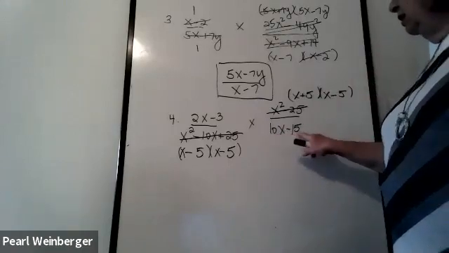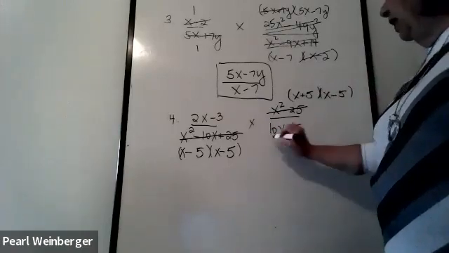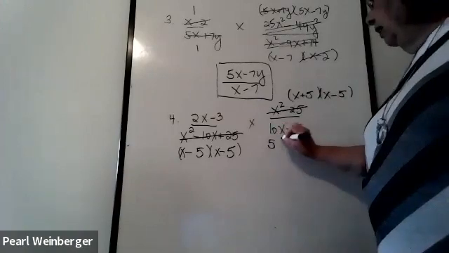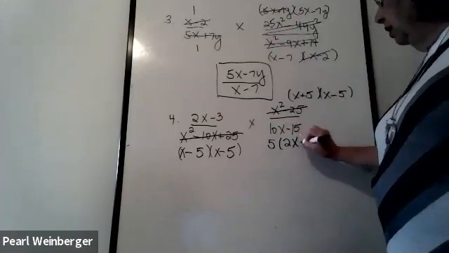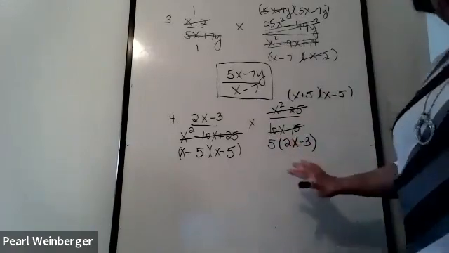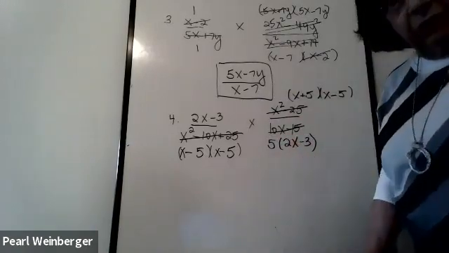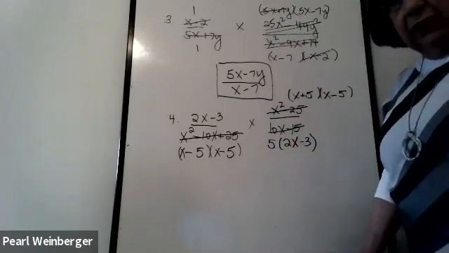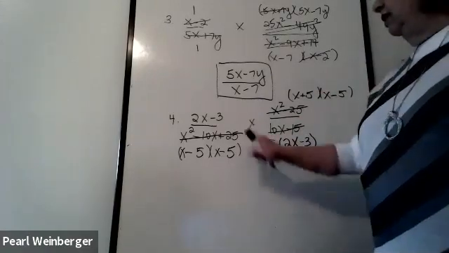And finally, 10x minus 15, there's a common factor of 5. And it's 5 times 2x minus 3. Okay, so step 1, that's the hard part. We've done all the factoring. Now we want to see what we can cancel out.